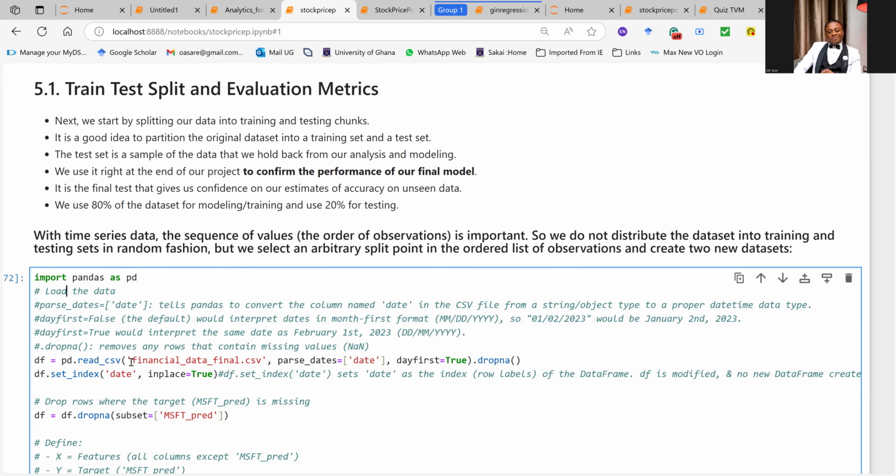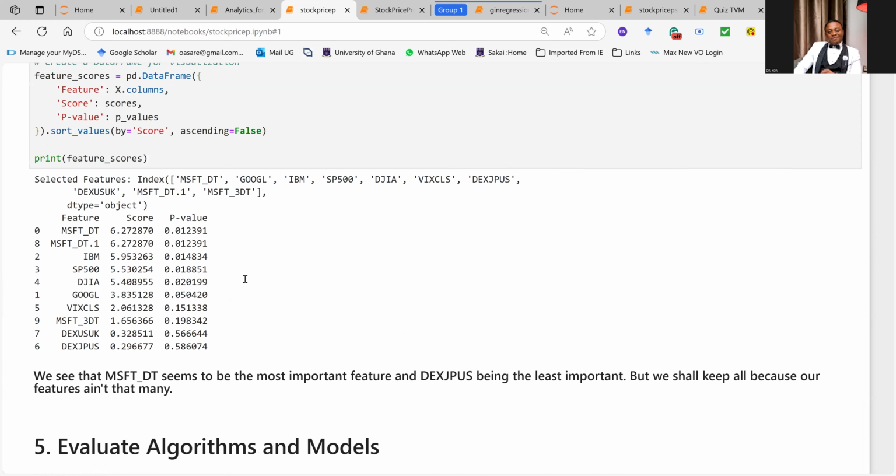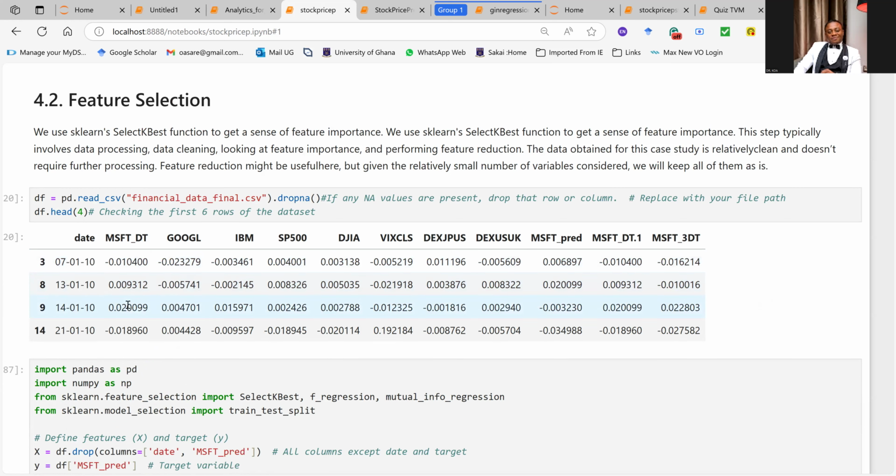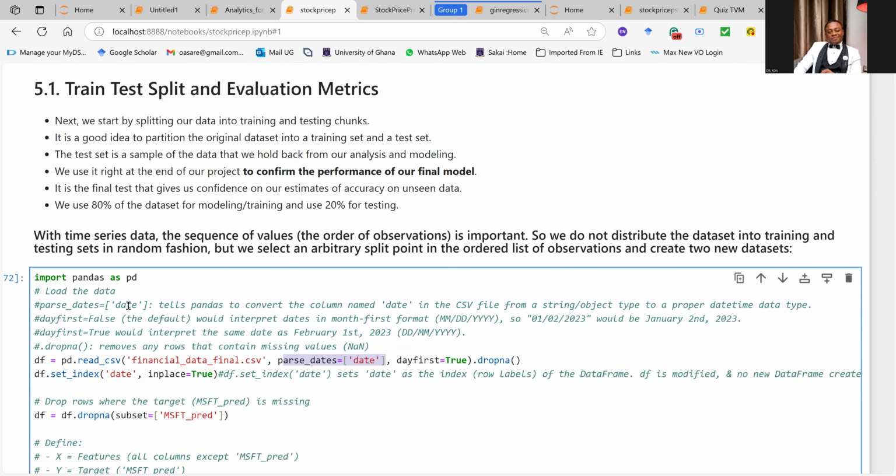So if we load the data, and this is the loaded data here, I've put something here called parse dates. This tells pandas to convert the column that is named date. If you can remember, we have a column called date. It tells pandas to convert that column from a string to a proper datetime. Because you see, pandas has to know that this is a proper datetime. Up here, it looks like date, but it's not datetime. It has to be in a proper format of the datetime. And that is what it does there. So that is why we do this parse dates.